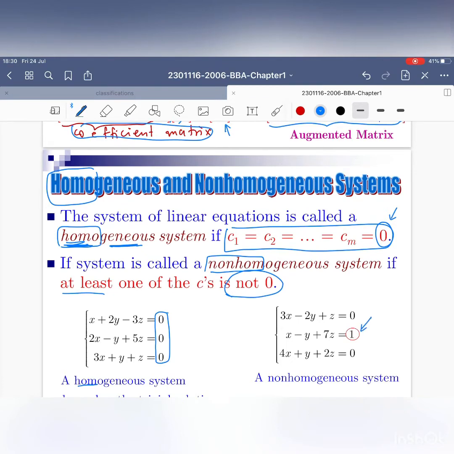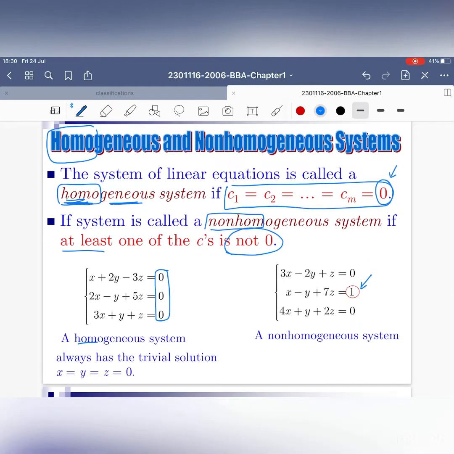And if on your right hand side you have one that is not a 0, then it is non-homogeneous. As you can see, if your x, your y, your z are all 0, what happens? Then your left hand side vanishes, right? So it will equal 0. This one as well, it will equal 0. This one also, it will equal 0. So it means that the homogeneous system always has a solution.